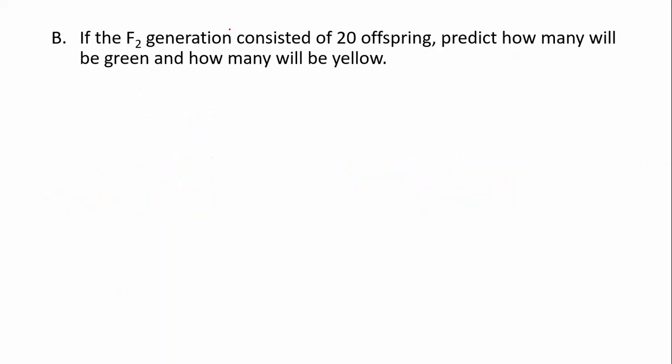So, if the F2 generation consisted of 20 offspring, predict how many will be green and how many will be yellow. So, remember our F1 was two heterozygotes. I'm not going to do Punnett squares because I want you guys to practice doing these genetics problems with probabilities, because once you get used to it, it can be quite a bit faster. So we have three different genotypes that you can produce in the F2 generation.